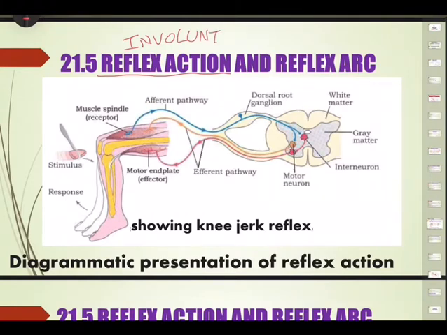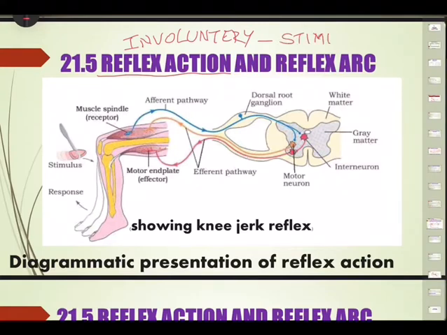Involuntary. And another interesting thing you should know is, it does not involve the brain. Only the spinal cord is involved. There is no involvement of the brain in this. So reflex action is an immediate involuntary action of any organ or any part of the body in response to a particular stimulus. Okay, so it responds involuntarily to a stimulus.